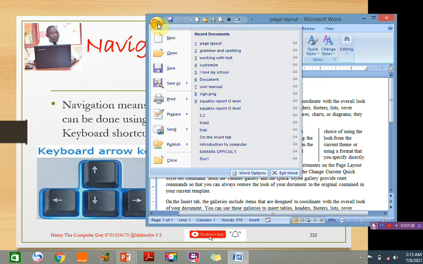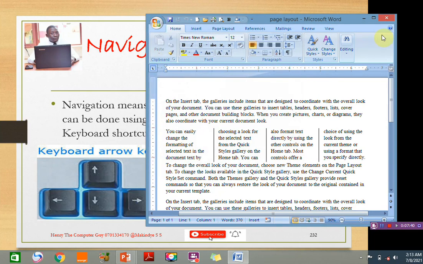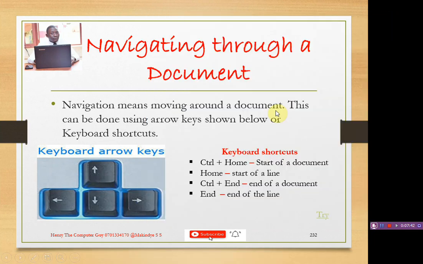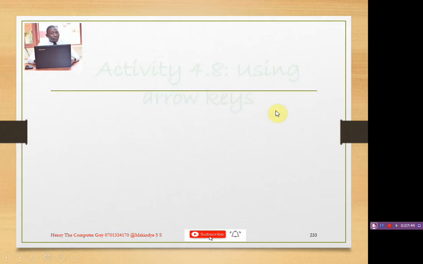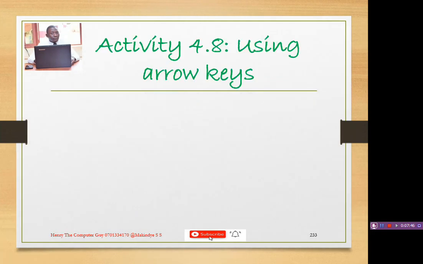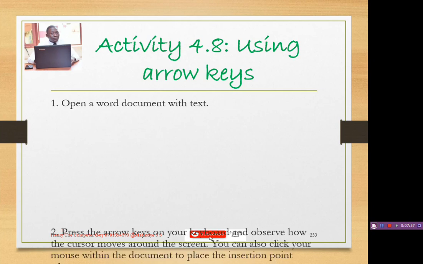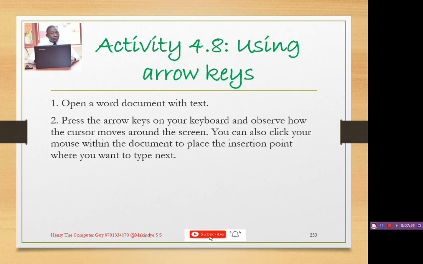We can save our work. So we continue. Let me close this one and we continue with our work. They are telling us that we have an activity, which is 4.8, using arrows. So you can even open your document and try them out. Open a document with text. That means that you already have that document. Then press the arrow keys on your keyboard and observe how the cursor moves around the screen. It can move to the left, to the right, up or down.